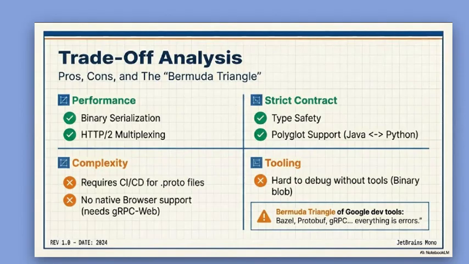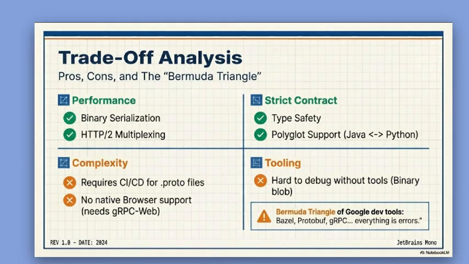Yeah, it's high friction. You can't just hack something together. You need a whole CI/CD pipeline just to manage those .proto files. If you're a small startup, this might actually slow you down. And there's a warning icon here labeled the Bermuda Triangle of Google DevTools. Awesome. Bazel, protobuf, gRPC. Yeah, anyone who has worked in that stack knows that pain.